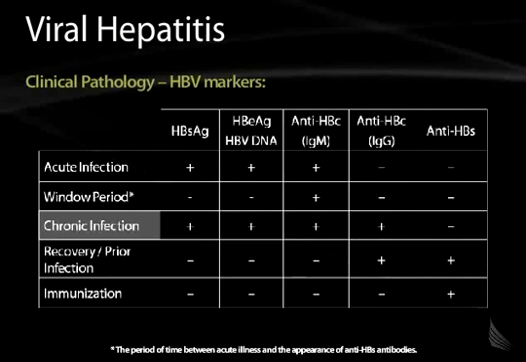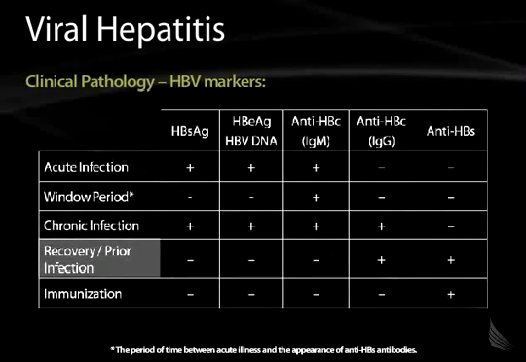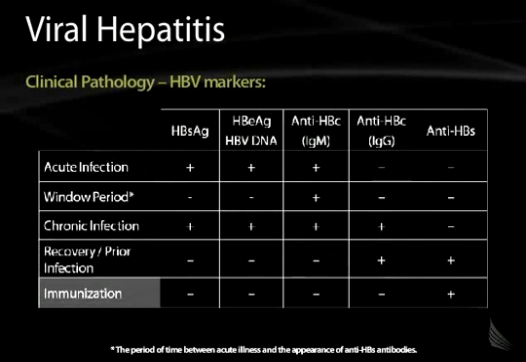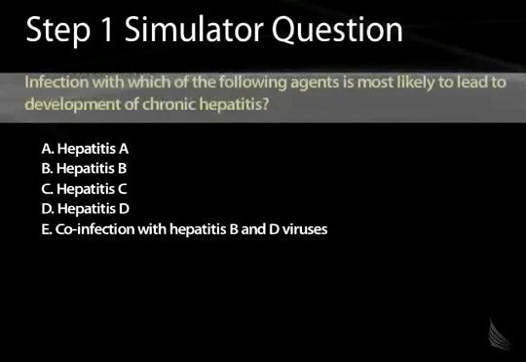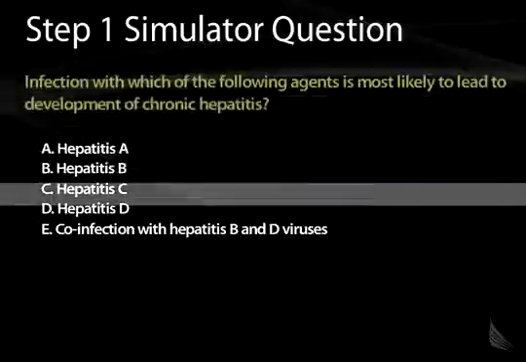In chronic infection, you can see a positive hepatitis B surface antigen or a positive hepatitis B core antibody. In the recovery period, you usually only see the antibodies against the core or the surface. In which of the following do you see chronic hepatitis? Hepatitis A, B, C, D, or co-infection with B and D? The answer here is hepatitis C.